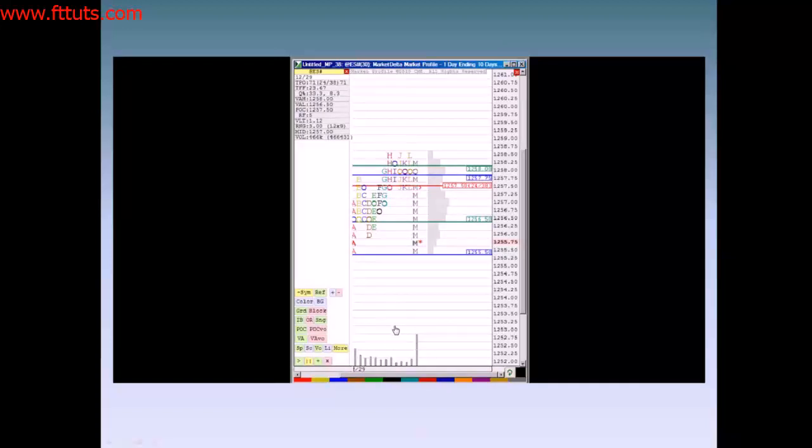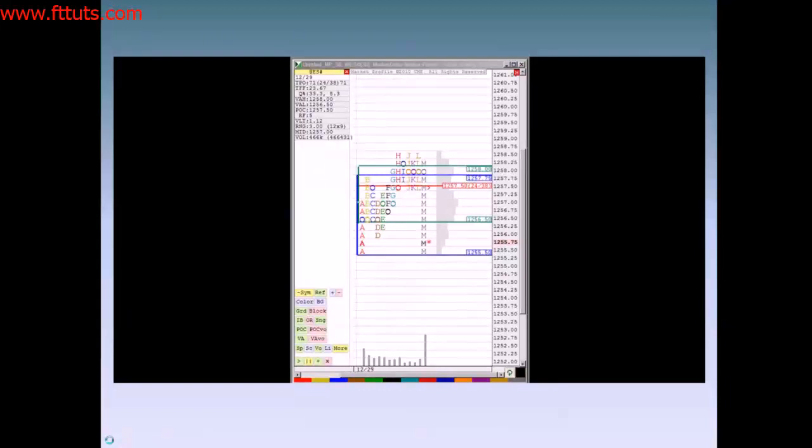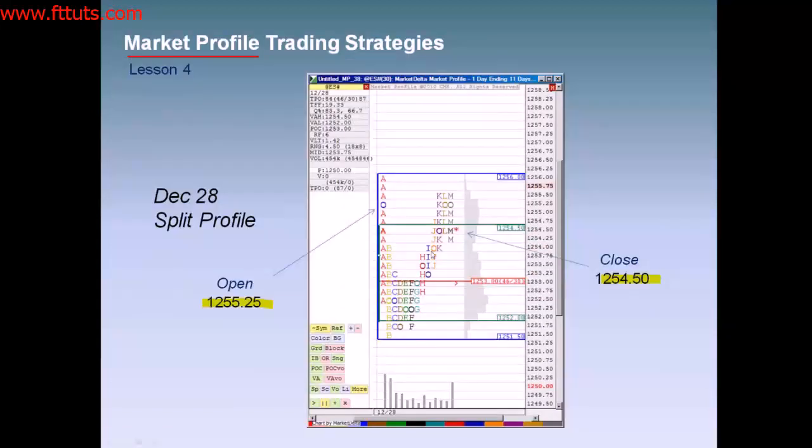Now, actually, the day we just looked at was the following day after the 28th. And I wanted to show you this to show you where prices picked up from the close of the 28th. So let's take a look at it again. We closed at 1254.50 on the 28th, and now let's take a look at what happened on the 29th.